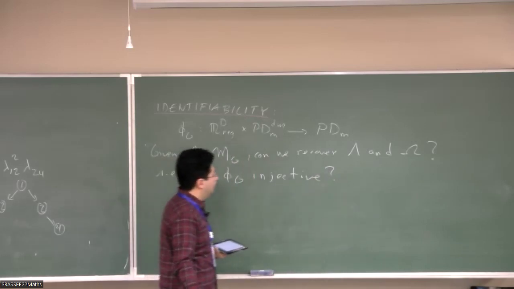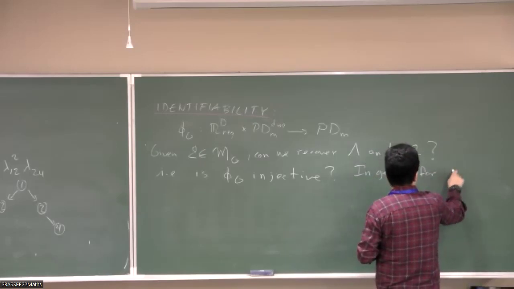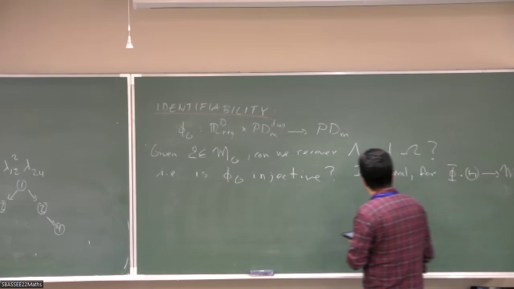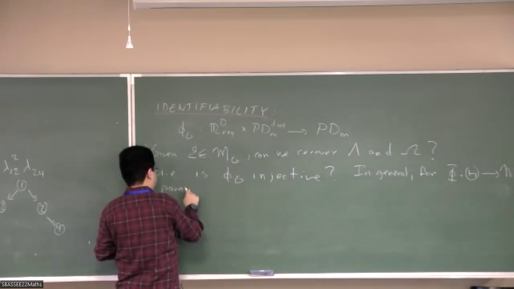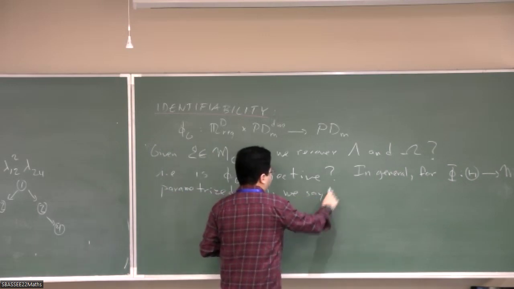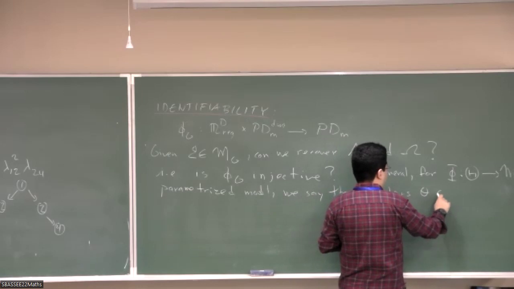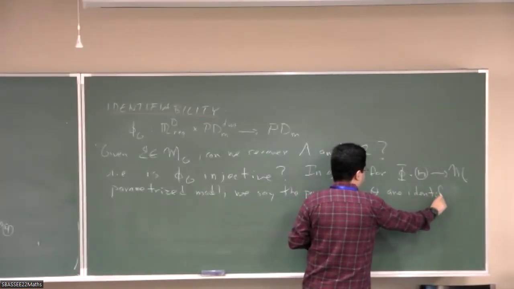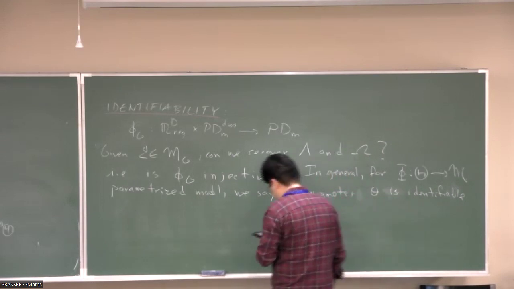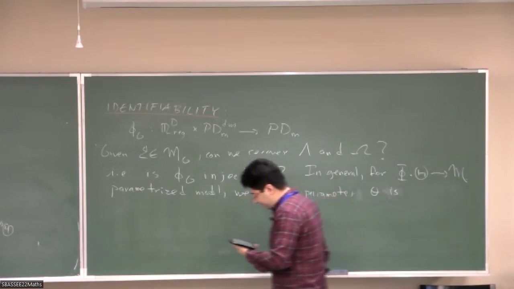And so this leads to the following definition. In general, for a parameterized model M, I'm going to write theta for the parameters. We say the parameter theta is identifiable. And I'm going to tell you different kinds of identifiability.